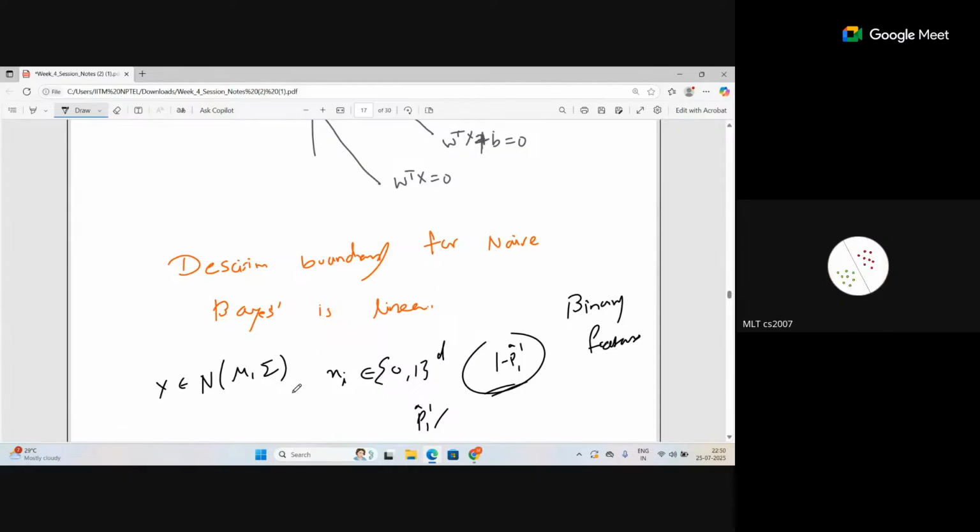Estimates are also given in the lectures. If you don't understand, you can come to the Monday's class, or whenever I take one of the revision sessions, I will clear that part with you. I think it's the same. It's not very difficult. If you understand this part, it is almost the same thing.